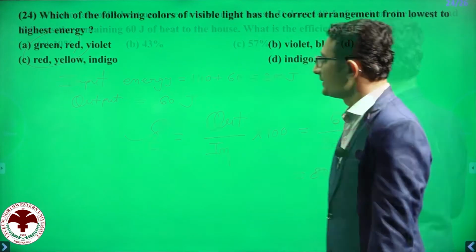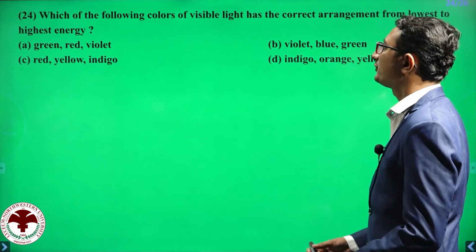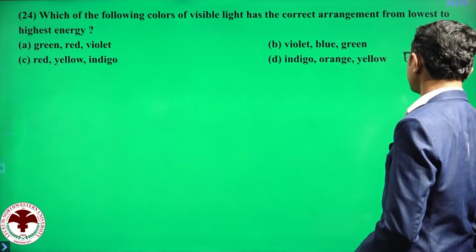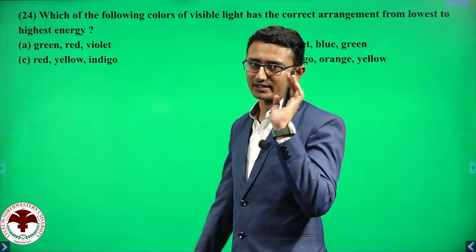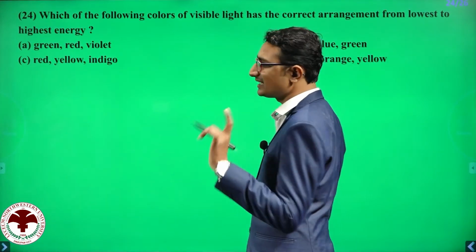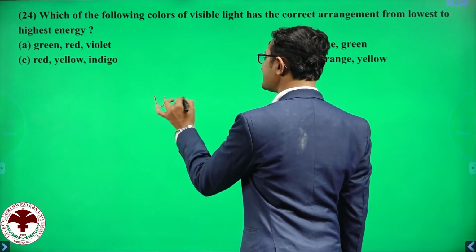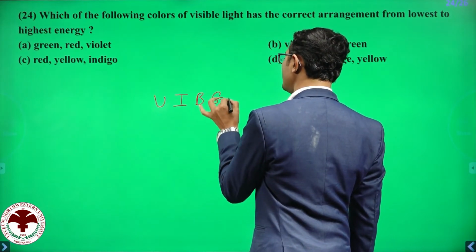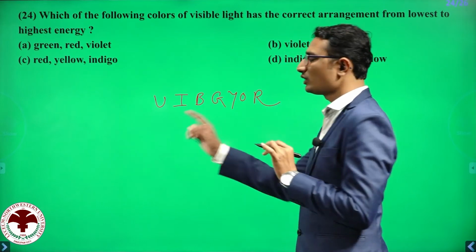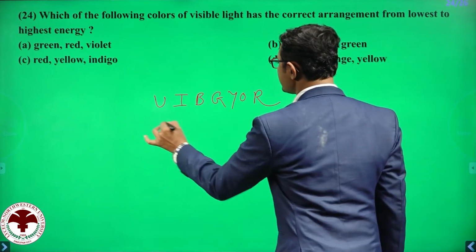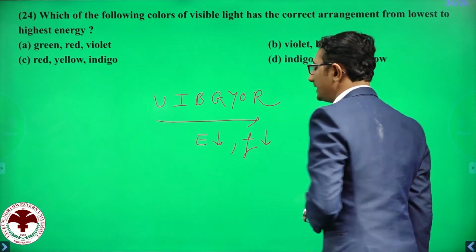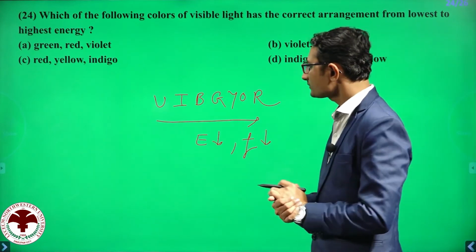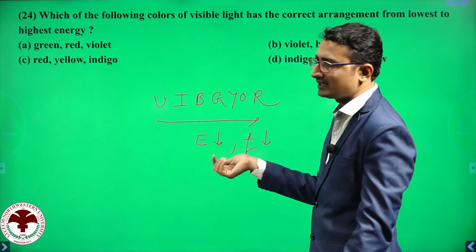Now the next question. Which of the following colors of visible light has the correct arrangement from lowest to highest energy? In the earlier question we discussed the photoelectric effect, and at that time I told you that you have to remember the series VIBGYOR. If you are going from V to R, the energy is decreasing, and the frequency is also decreasing. You have to remember this.